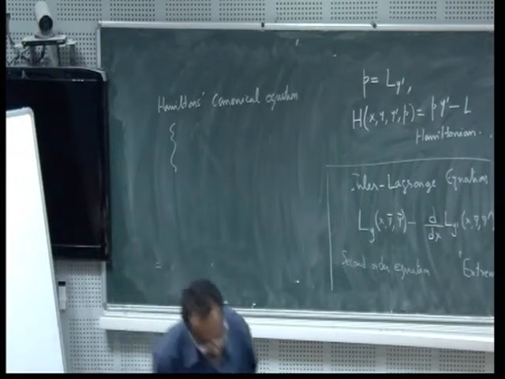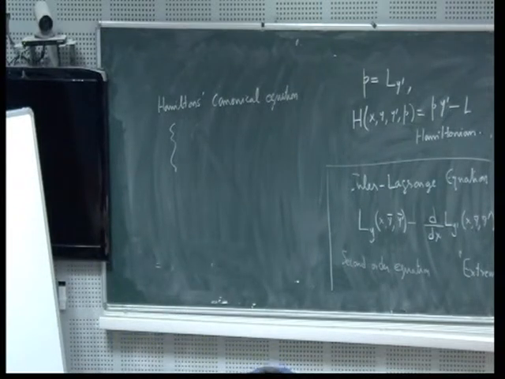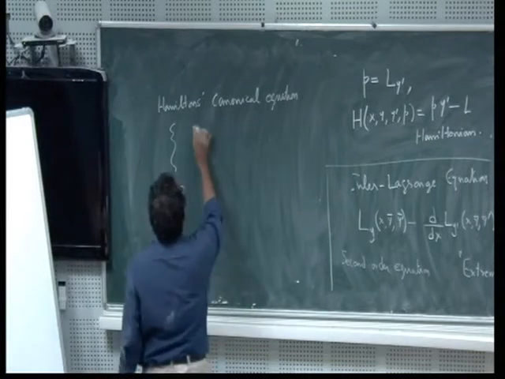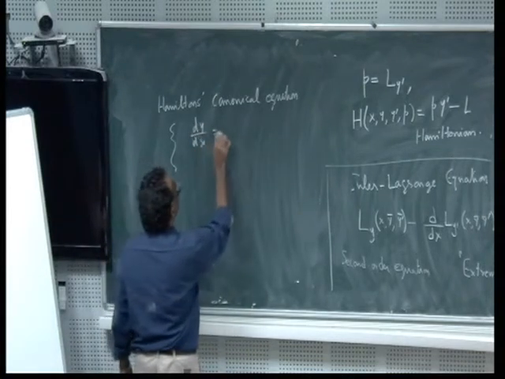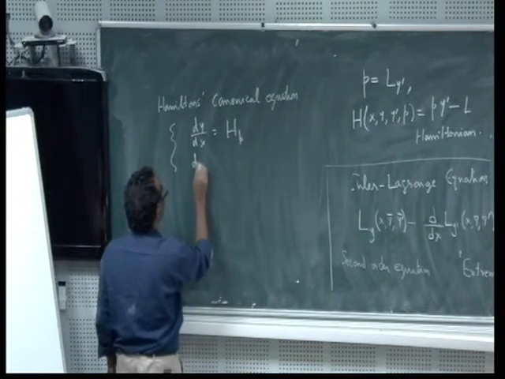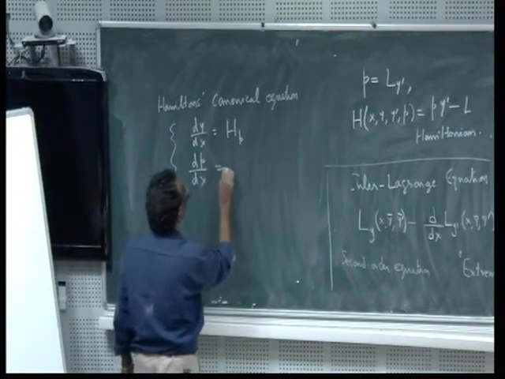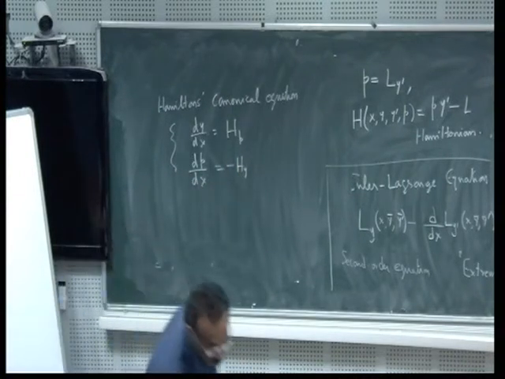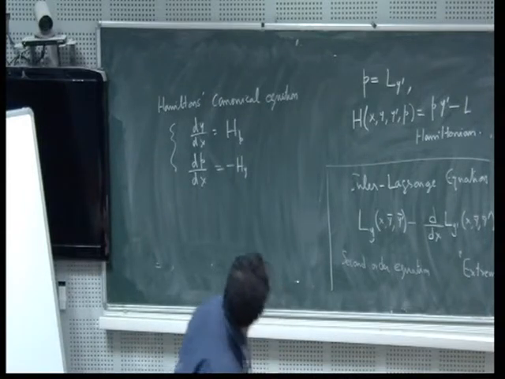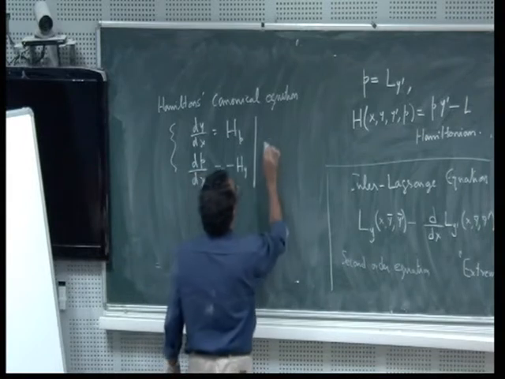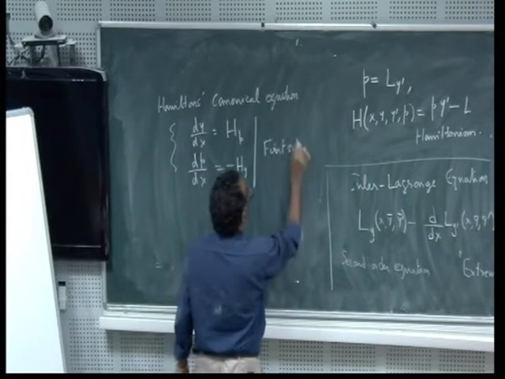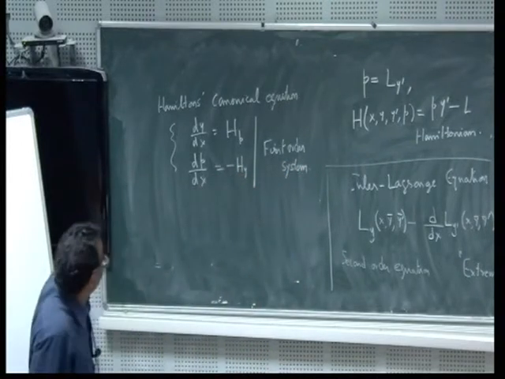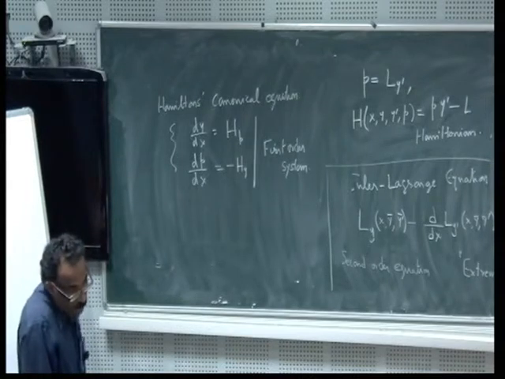Let me write it correctly, I don't want to change the sign. dy by dx is equal to H_p, and dp by dx is equal to minus H_y. You see? So that is correct. This is a first order system. You followed that, right?